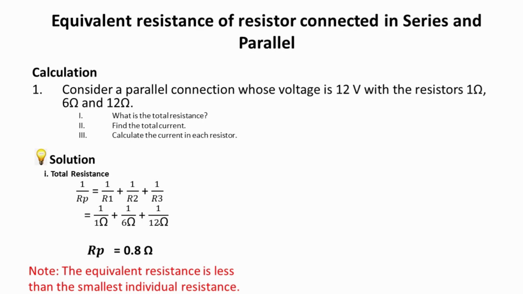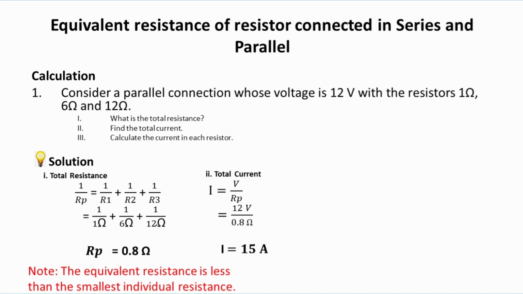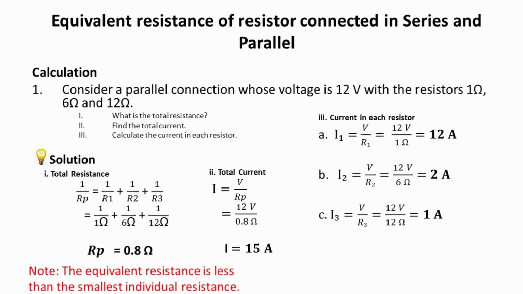That's the observation. 2. To find the total current, you use I, which is current, is equal to V, which is voltage, over R subscript P. And then you find it to be 12 volts over 0.8 ohms, which will give you 15 amperes for the current. The third says you calculate the current in each resistor.